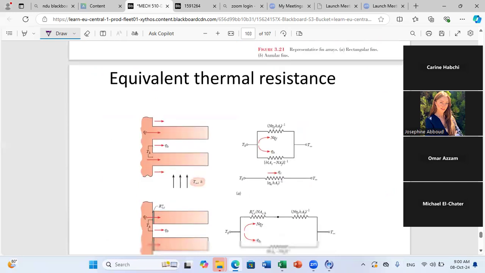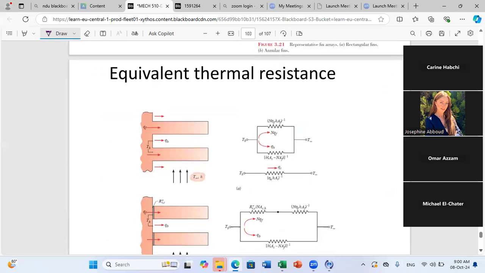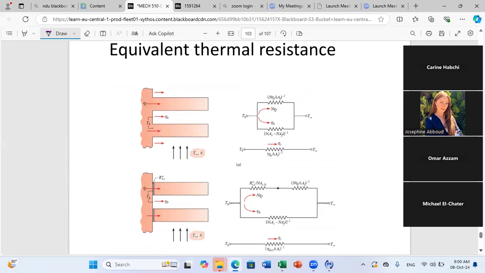Okay. Now, we have already seen that one of the easiest methods to deal with conduction and convection in case of steady state without generation is to consider a thermal circuit analogy. Okay, so we can draw an equivalent thermal resistance system that will allow us to simplify calculations.